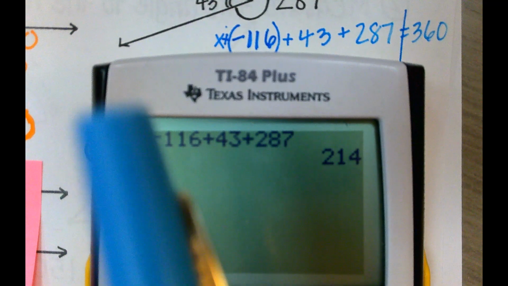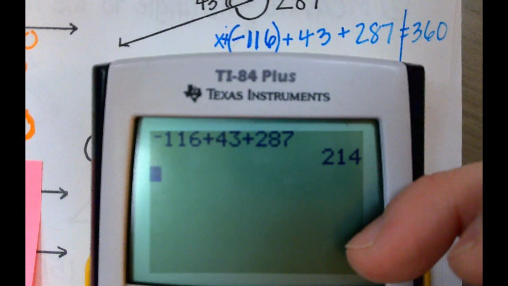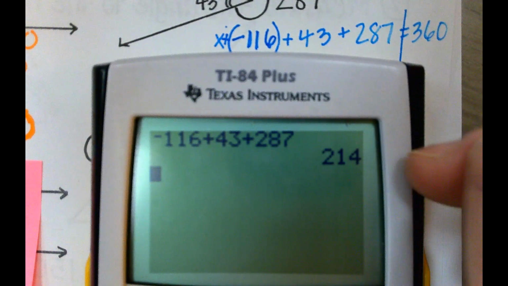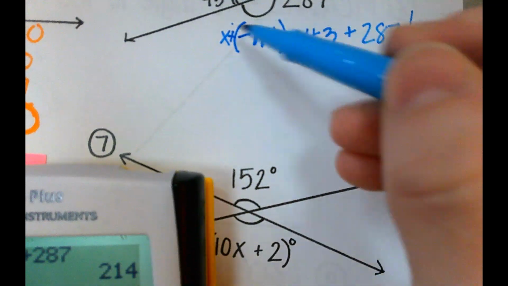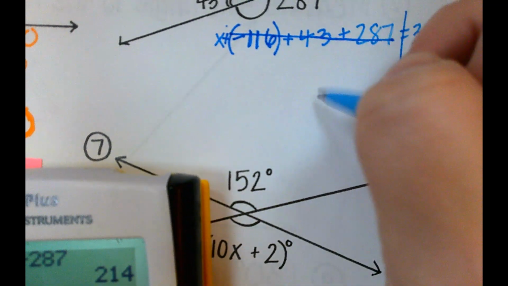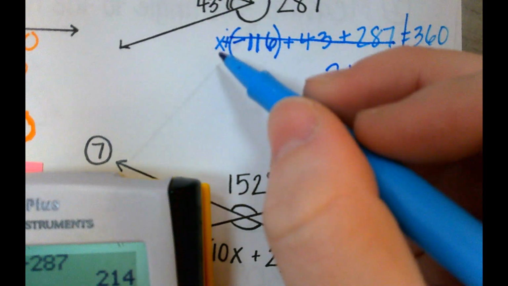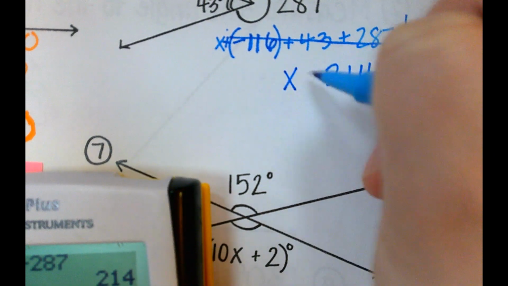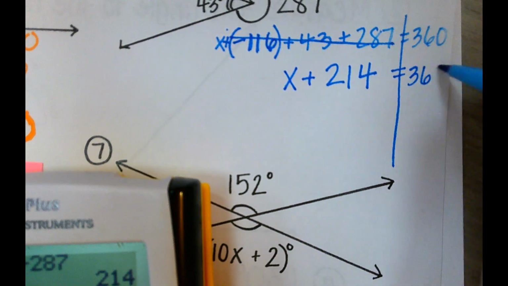Am I bringing down a plus or a minus in front of that? Plus. The only reason we would bring down a minus is if this was a negative number. Okay, so that all adds up to 214. And we bring down x plus 214 equals 360.